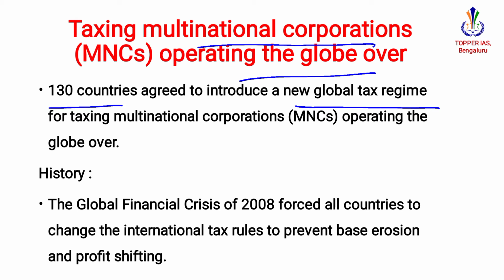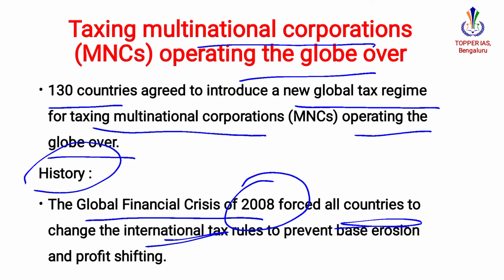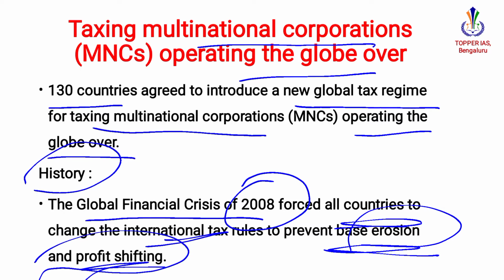So what is this new global tax regime? It is for taxing multinational corporations operating globally. What is the history of this tax regime? The global financial crisis of 2008 forced all the countries to change these international tax rules. For what? To prevent base erosion and profit shifting. The main purpose of this global tax regime is to prevent base erosion and profit shifting. To prevent this, the global tax regime was brought.